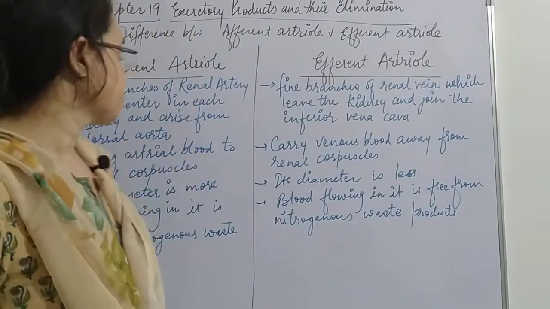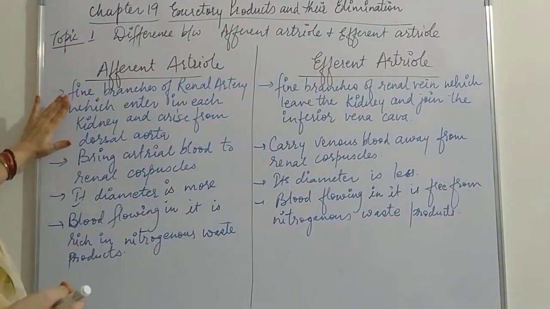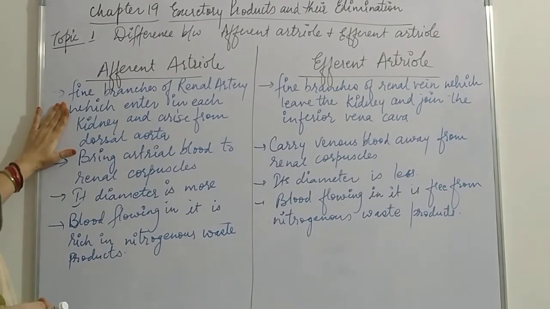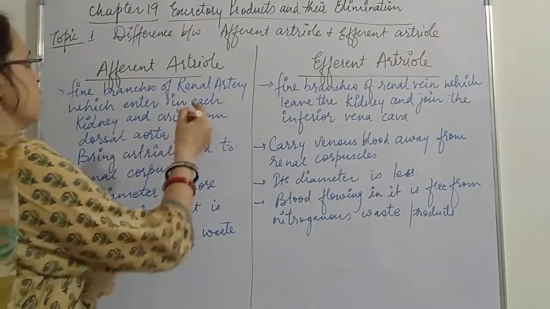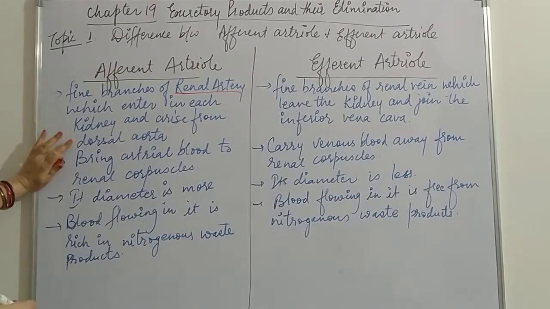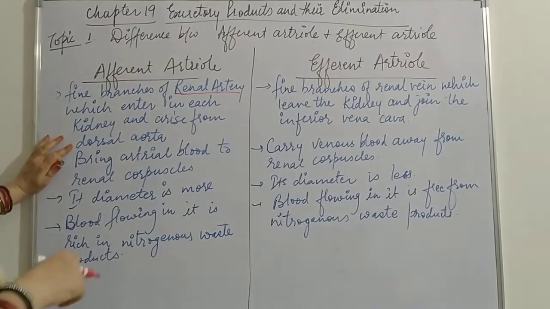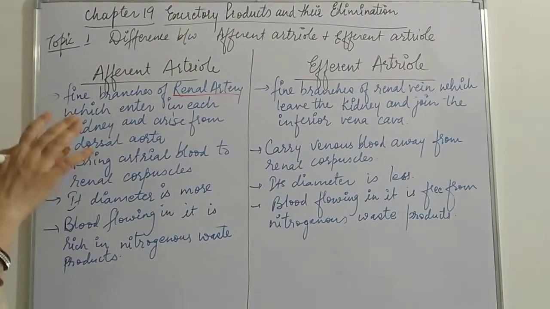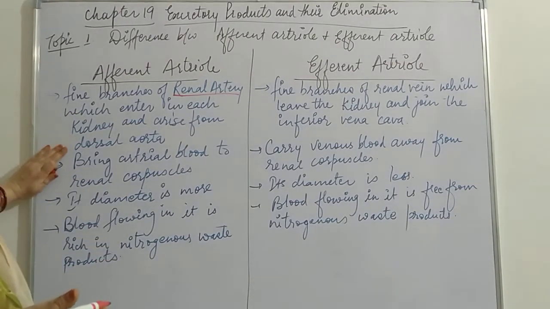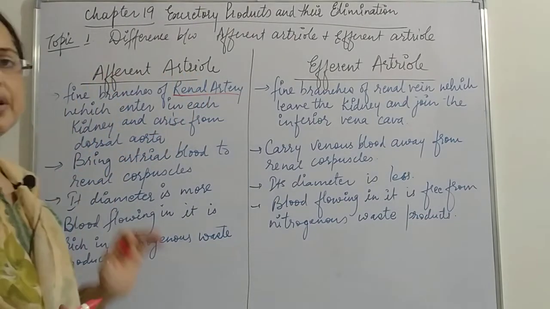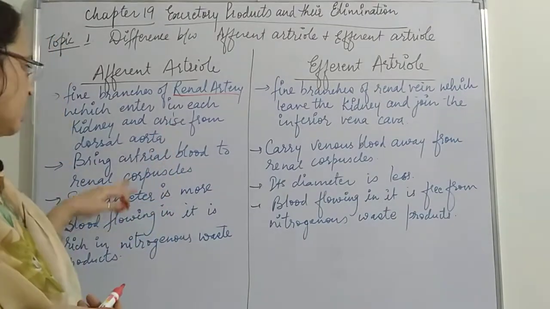So look over here. The afferent arteriole is what? It is a fine branch of the renal artery. We know that the renal artery brings blood inside the kidney. So the afferent arteriole is a fine branch of the renal artery which enters each kidney and arises from the dorsal aorta, because it is bringing blood from the heart. From the dorsal aorta, the renal artery enters the kidney and forms the afferent arteriole.